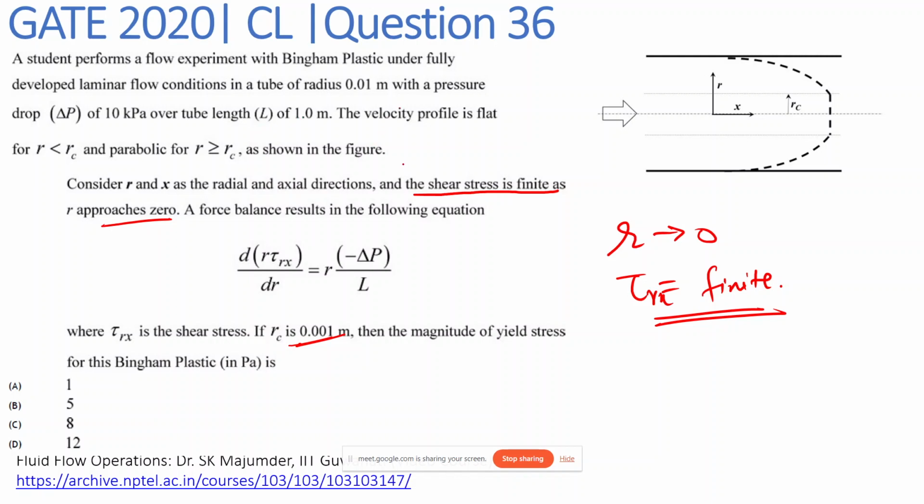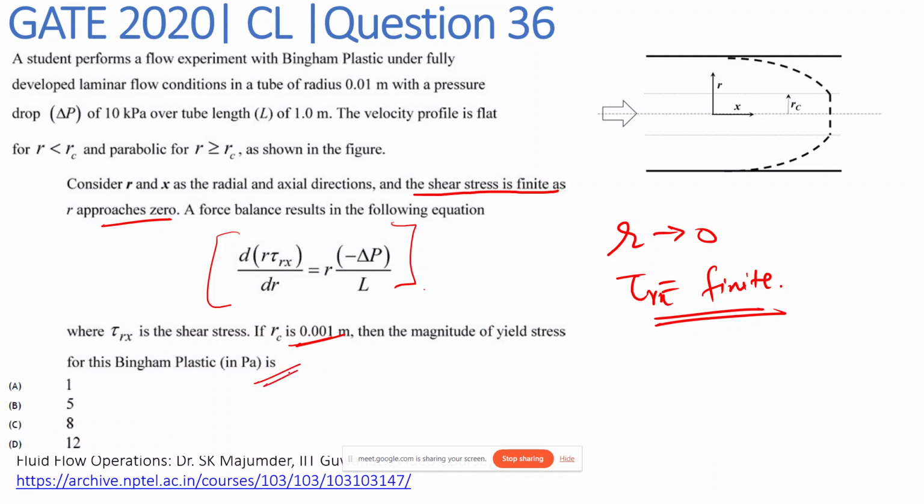The velocity profile is flat for r less than rc and parabolic for r greater than rc, as shown in the figure. Consider r and x as the radial and axial directions, and the shear stress is finite as r approaches 0. A force balance results in this equation, where tau rx is the shear stress. If rc is equal to 0.001 meter, the magnitude of yield stress for this Bingham plastic is dash.